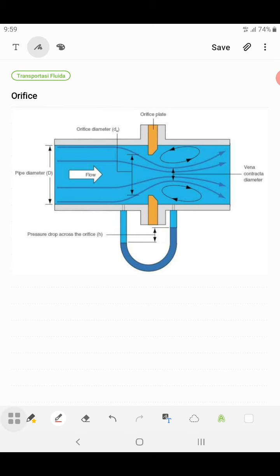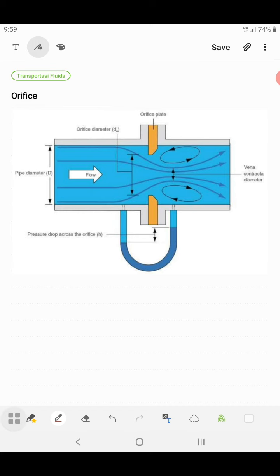And in this video, I'm going to show you how to derive the equation for the orifice. The orifice actually has the same concept as the venturimeter. It can measure the average velocity of a fluid inside a pipe.